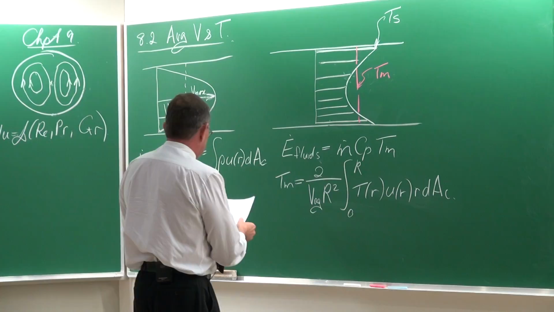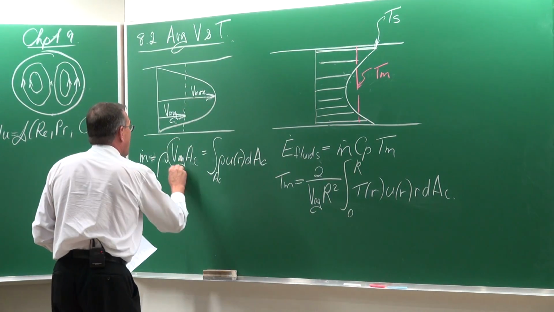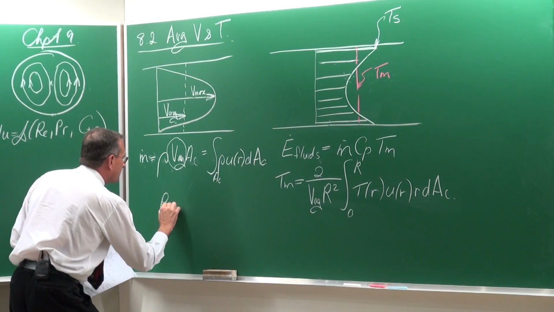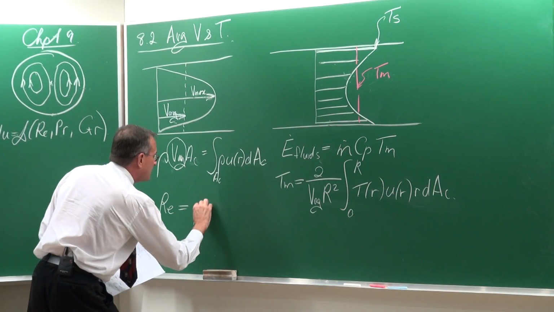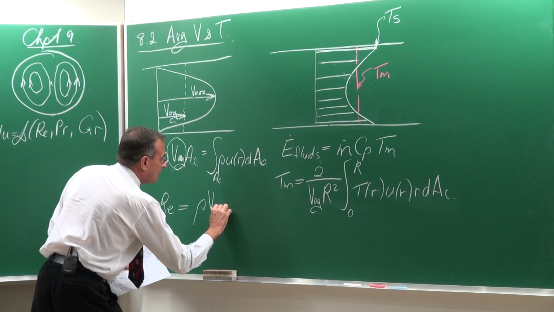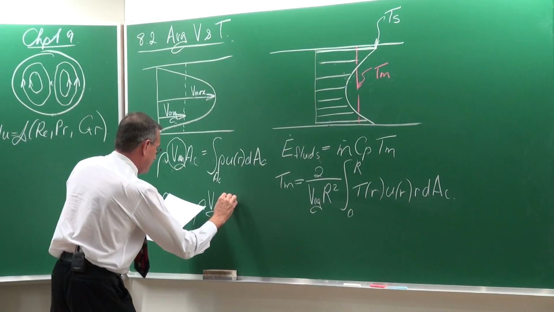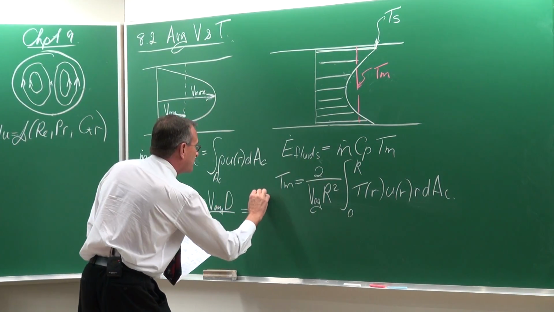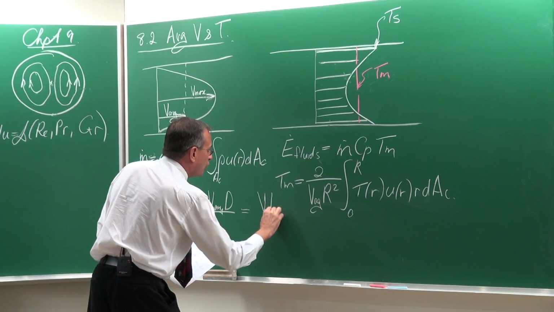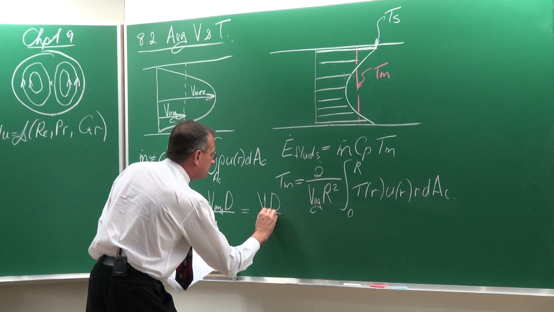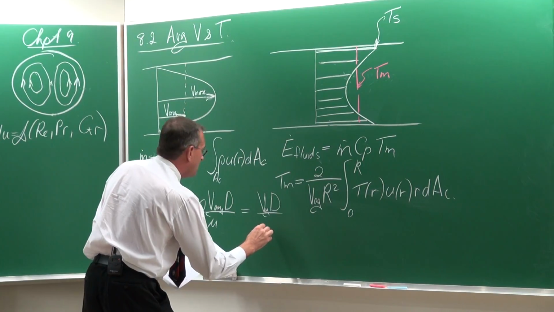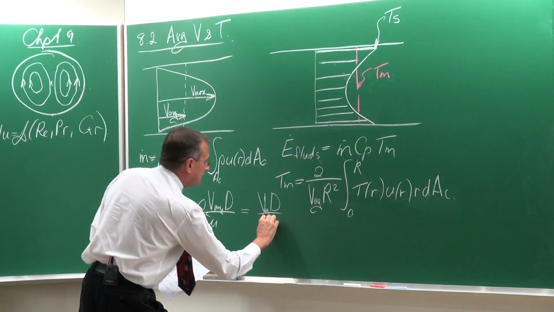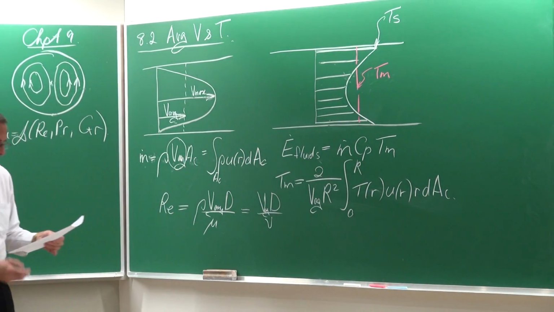In general, we are going to use this average to determine the Reynolds number. So the Reynolds number is equal to rho multiplied by V average multiplied by D divided by the viscosity, or you can also write it as the average velocity multiplied by the diameter divided by the kinematic viscosity.